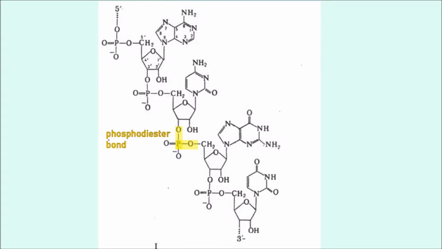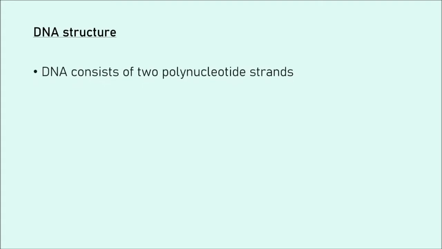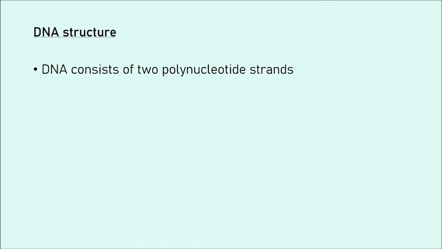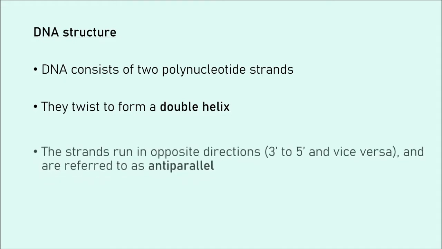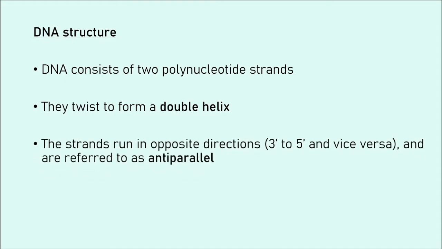Okay, now let's talk about the DNA structure in a bit more detail. DNA actually consists of two polynucleotide strands, so not just one of these chains, but two of them. And they twist together to form a very specific shape that's called a double helix. We've seen that at GCSE already. Now what's important is that these two strands, they run in opposite direction. One runs from the 3' end to the 5' end, and the other one runs from the 5' end to the 3' end. And that is referred to as anti-parallel. We say that the two strands are anti-parallel. One goes in one way, one goes in the other way.